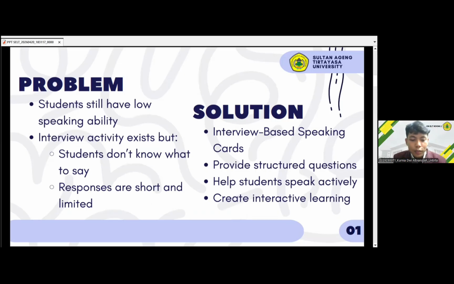To solve this problem, I propose using interview-based speaking cards. These cards contain structured interview questions. The benefits are helping students generate ideas, guiding students to speak longer, encouraging active interaction, and making learning more interesting and communicative.